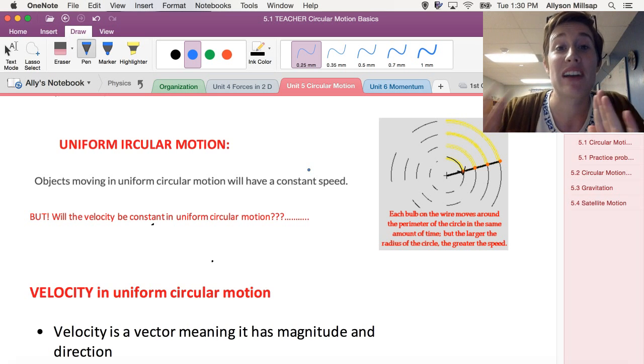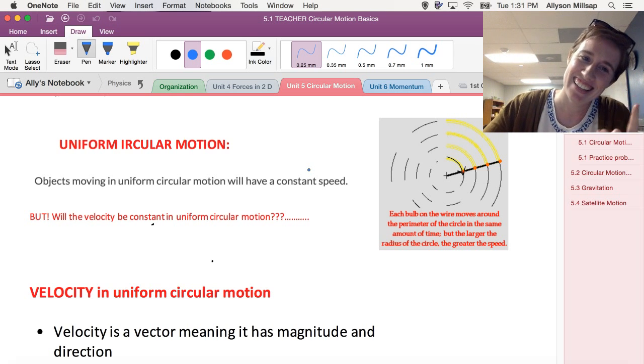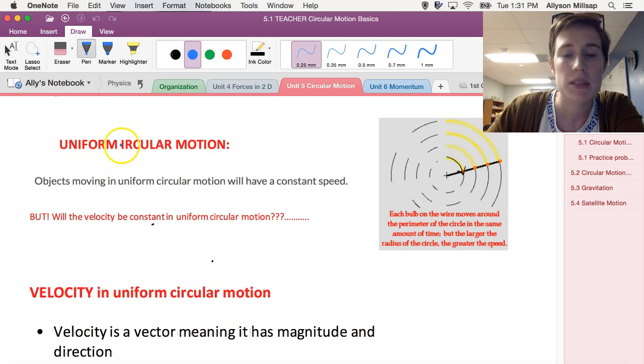Do you get why that's a funny joke? Because your head spinning is kind of like circular motion. That's so funny. Okay, but seriously.